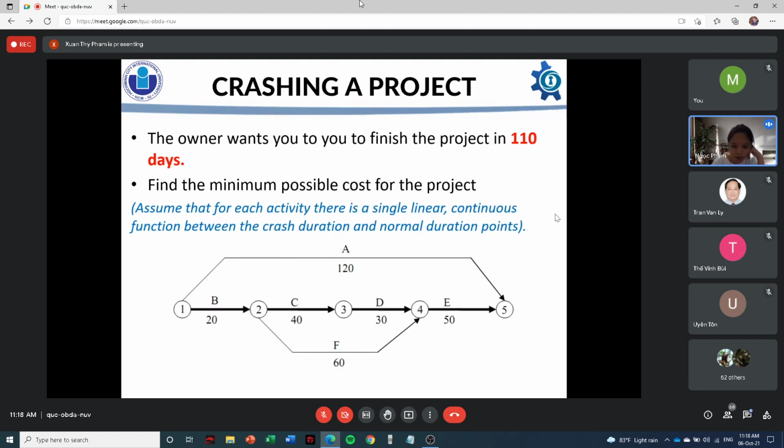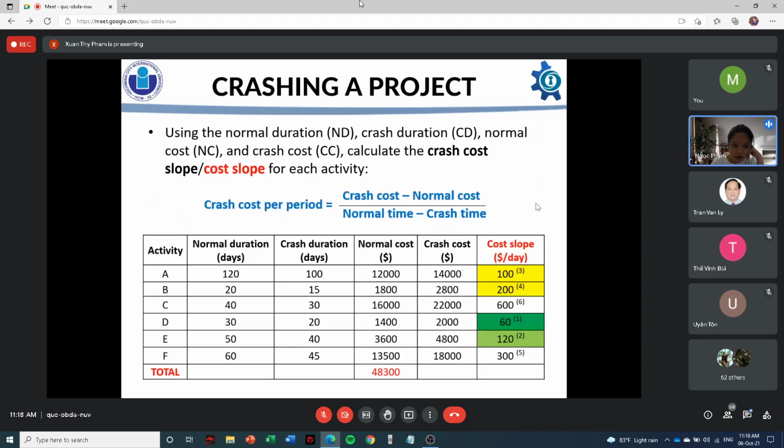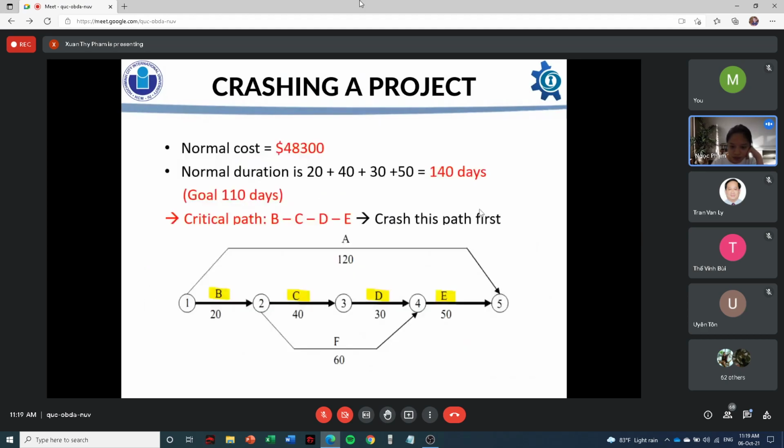So this is the graph given. Next slide, please. So the first step is to calculate the slope cost by using the formula given. We can compute the normal cost by taking the sum of the normal cost of all activities, and we can calculate the normal duration, which is 140 days. Next slide, please. We can easily see that the critical path is B, C, D, E. There is one critical path, so we need to crash this path first. Next slide.